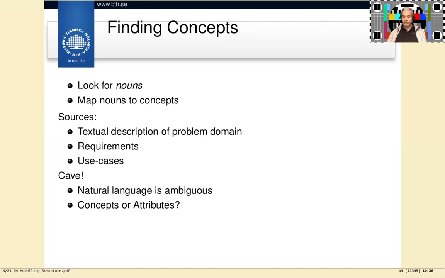And you should also be aware that natural language is ambiguous. You know this, of course, but that means that you can't just say every noun is a concept. Sometimes they're not, and sometimes you only see the verb form of a noun, and you have to sort of deduce that there is probably a noun somewhere behind this verb form. But it's a good rule of thumb, at least, that looking for nouns is a good starting point.